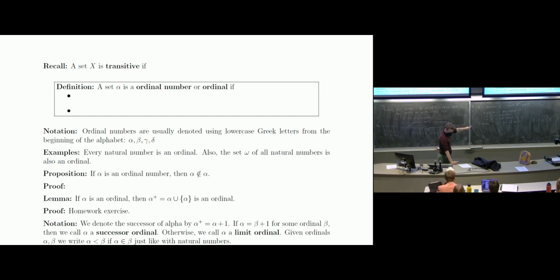Good. I'm going to rearrange this lemma and proposition because the lemma's the good one. Yeah, it's a lemma. This I'm going to make homework because it's important, but I don't want to do it. If alpha is an ordinal, then its successor, we're coming back to successor, it's not gone away, is an ordinal.